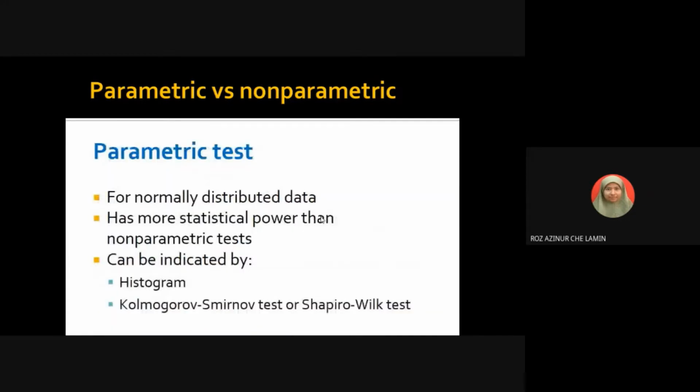For parametric test, it is used for normally distributed data, and it has more statistical power than non-parametric tests. Normality can be indicated by the histogram and also the Kolmogorov-Smirnov test, or Shapiro-Wilk test.